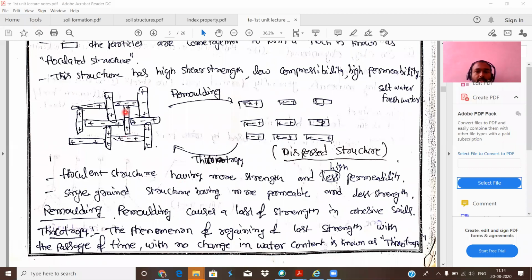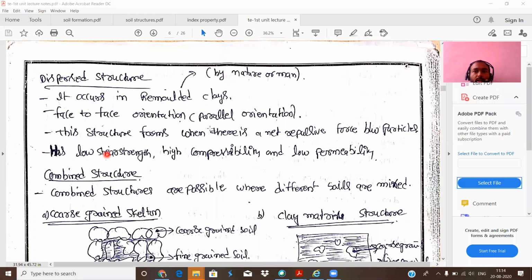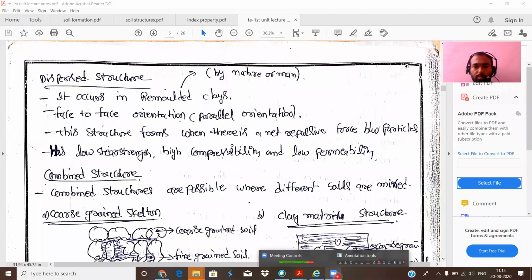The change from flocculated structure to dispersed structure is known as remolding. Okay, next one, it occurs in remolded clays. It is face-to-face orientation or parallel orientation. The structure forms net repulsive force between the particles. Because of the same positive charges on the same side, we automatically get net repulsive forces in the structure.